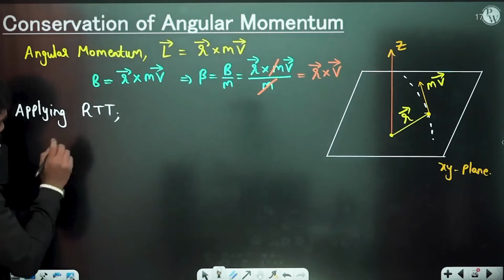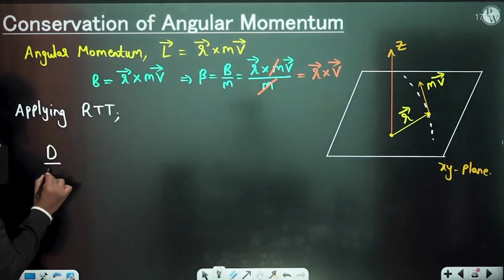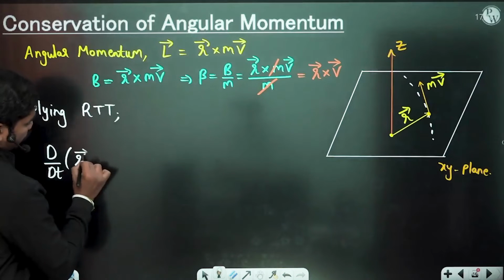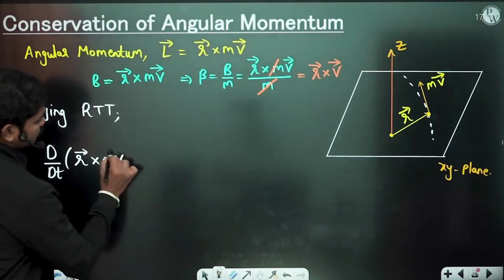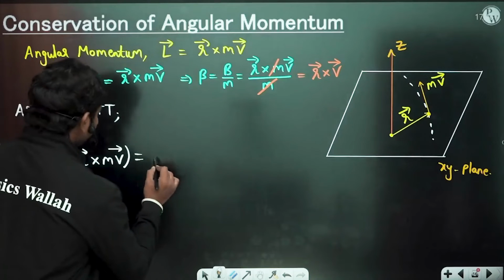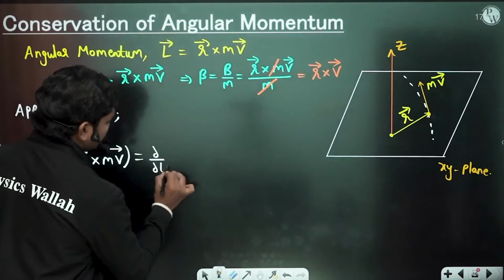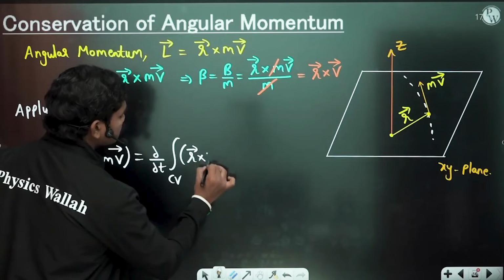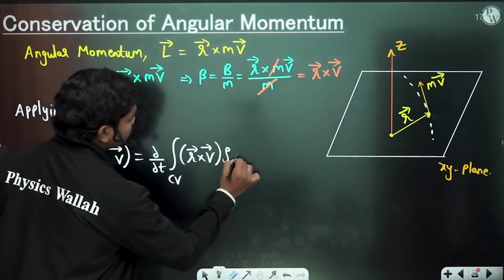So d by dt of this angular momentum, r bar cross m v bar, is equal to dou by dou t of the integral over the control volume of r bar cross v bar times rho dV.